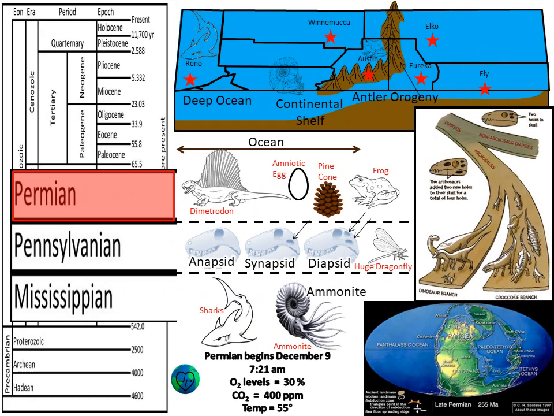It is now December 9th at 7:21 a.m., and we are at the beginning of the Permian. By the earliest part of the lower Permian, the climate became dry and arid. It was during this time that the full terrestrial amniotic egg developed. What is the main difference between fish eggs and reptile eggs? Fish lay eggs in water, and reptiles lay eggs on land.